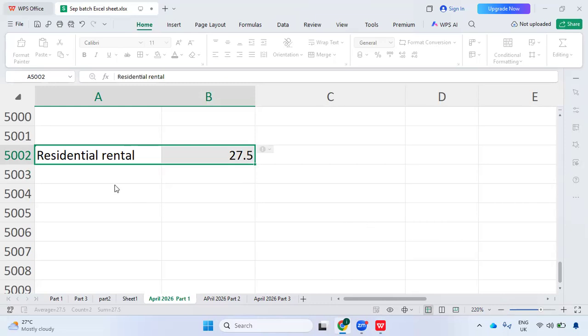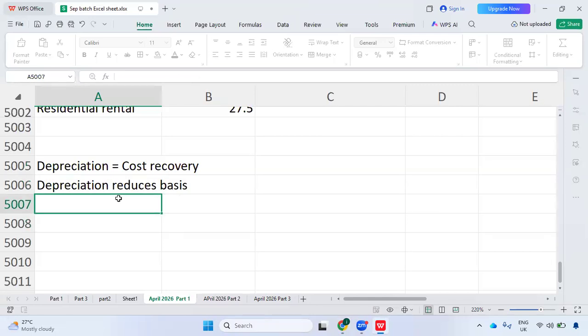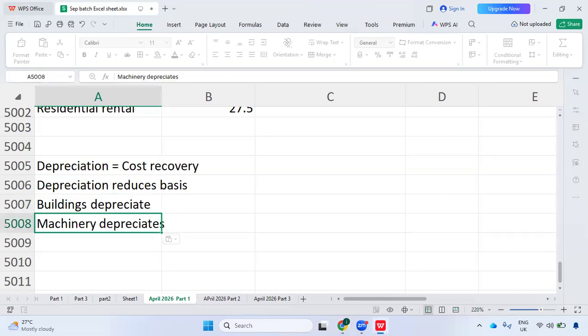Depreciation is nothing but cost recovery. After the life of the asset, we have to buy the asset again, so for that we are just recovering the cost. Depreciation will reduce the basis. Buildings and machinery can be depreciated, but land doesn't depreciate. This is important: land doesn't depreciate.